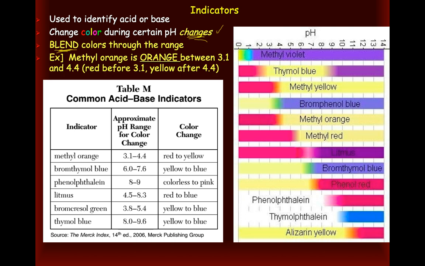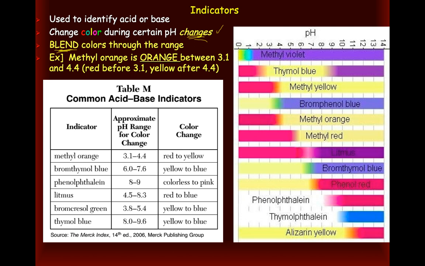So I want you to take a look at the chart for a minute, and then we'll look at the color chart. Your indicators are going to be in the first column. The name of your indicator is there. And don't get crazy with the names of the indicators, they just have some strange names. So methyl orange, bromothymol blue, phenolphthalein, litmus, bromocresol green, and thymol blue.